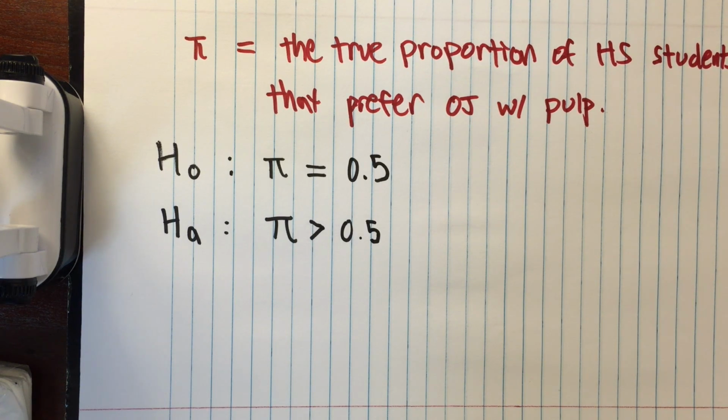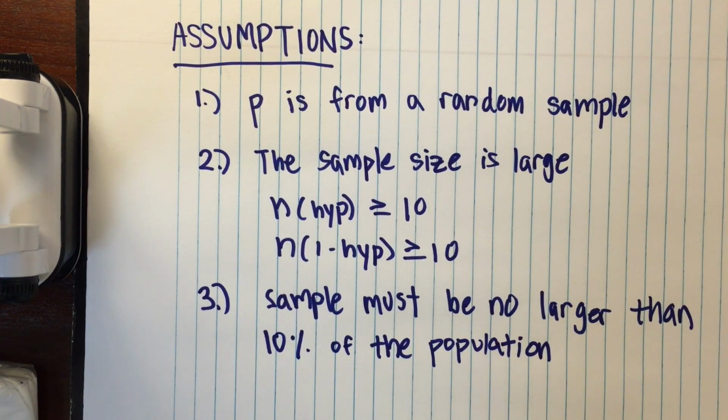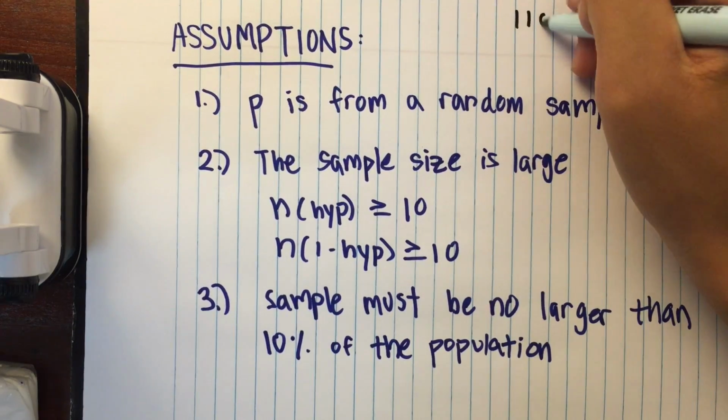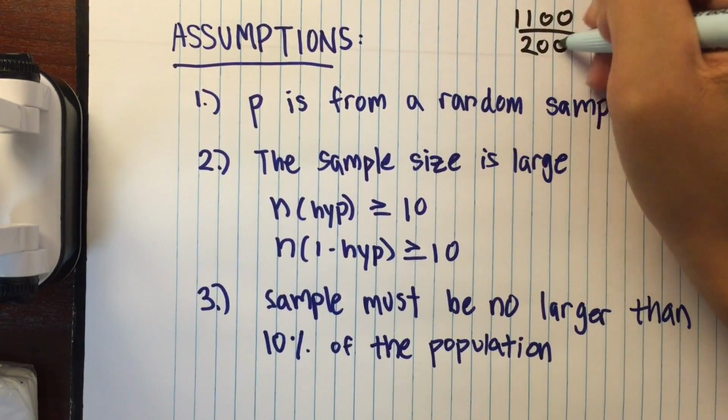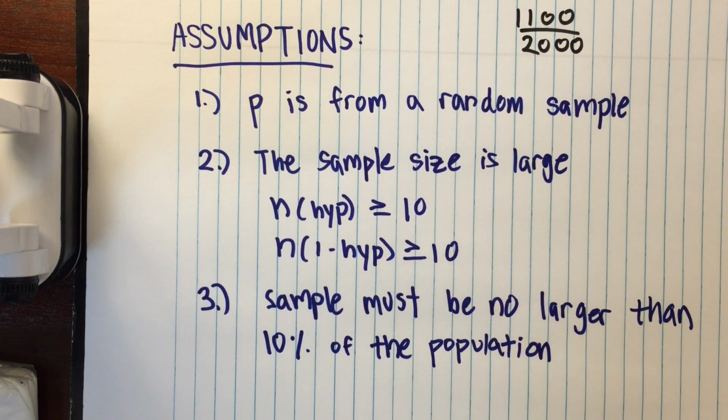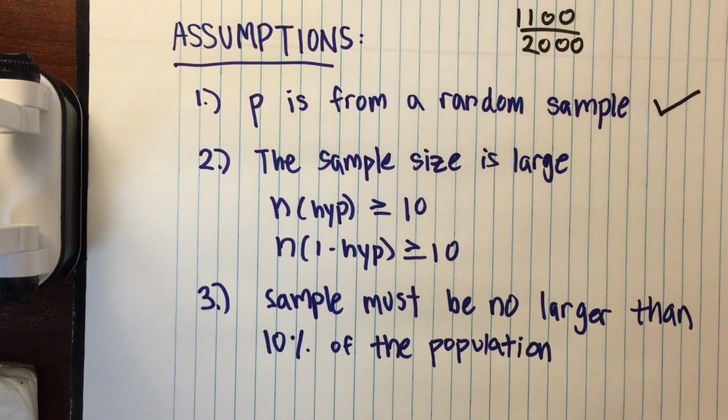Now that we have our H0 and HA, we can continue the test by checking the assumptions. So I have here a list of all of the assumptions for the hypothesis test for one population proportion. Number 1, p is from a random sample. And this assumption is met because it was earlier stated in the problem already that p, our sample proportion of 1,100 over 2,000, was from a sample of randomly selected high school students. So that assumption is met.